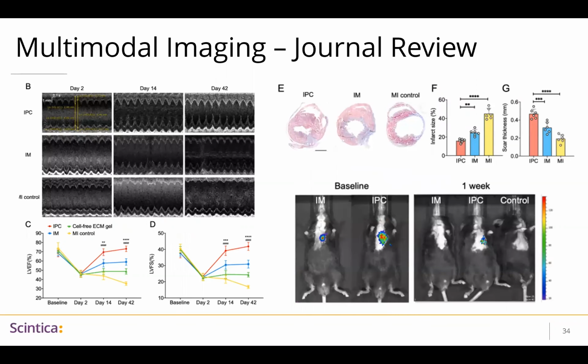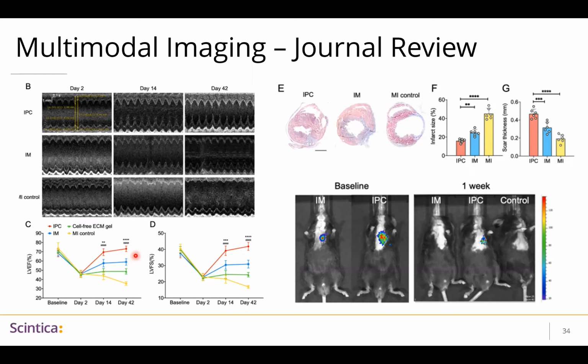So what they found on ultrasound, by using the left ventricle ejection fraction as well as the left ventricle fractional shortening, is that the cardiac function was improved much more with the IPC, or the intrapericardial cavity injection, compared to the intramyocardial injection that you see here. So we have increased cardiac function with the IPC injection.